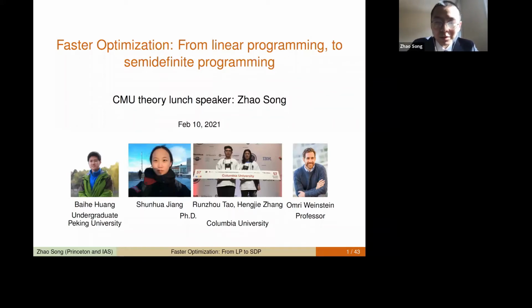Yeah, the picture of Renzhou and Hengjie is from when they went to some IOI competition while their teammate didn't show up. That's why they are only two. And Alexandr Andoni and Clifford Stein are their advisors. Let me start.